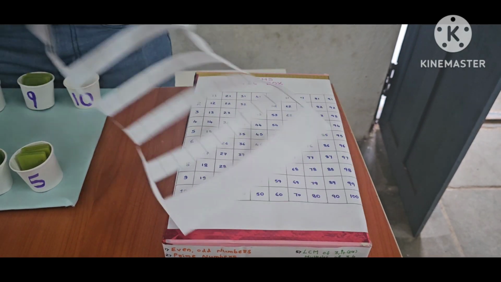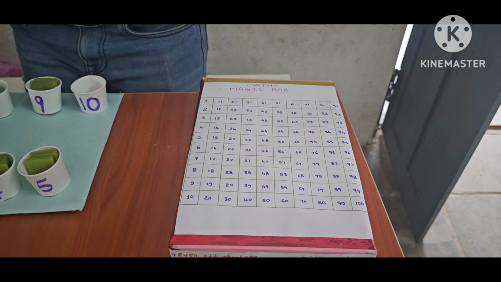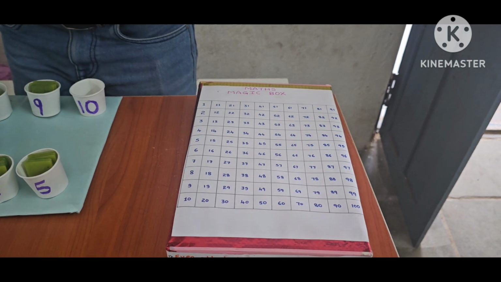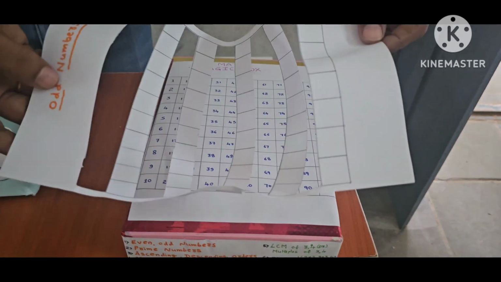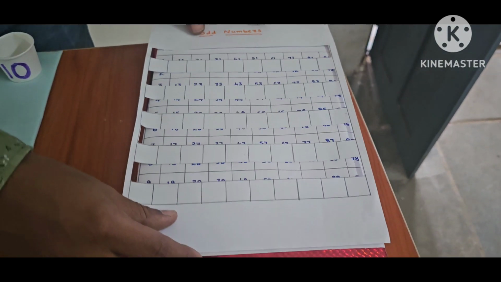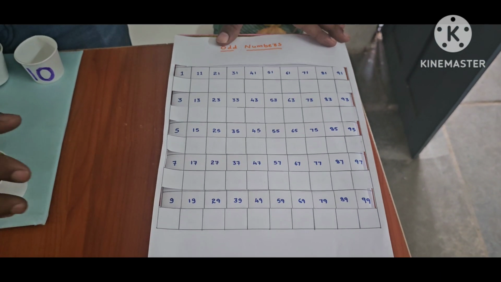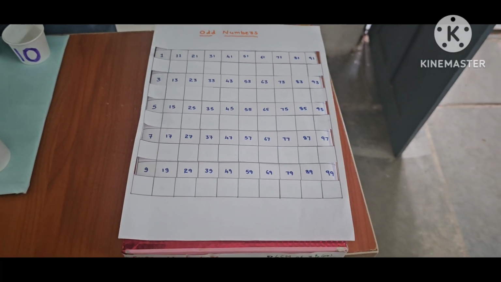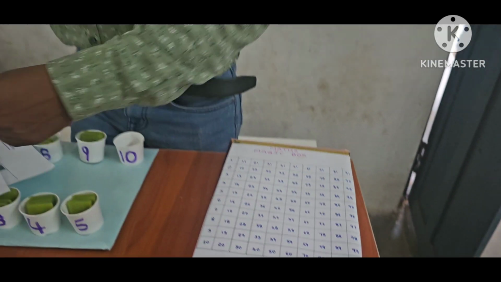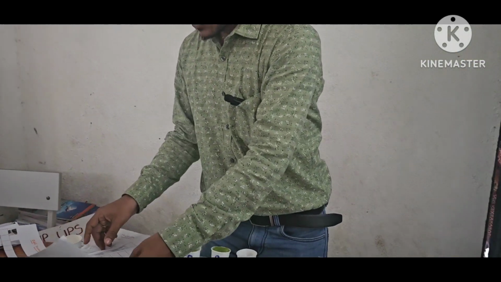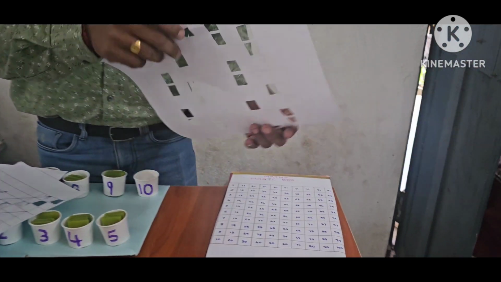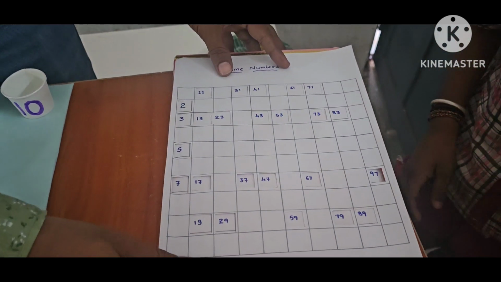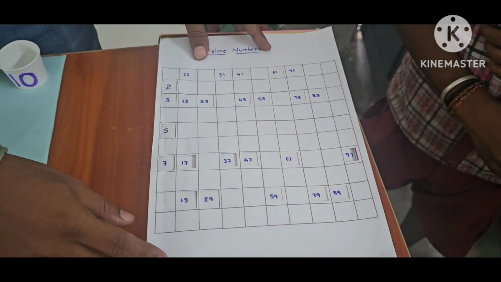This is the odd number strip. If I keep it here, I will get exactly the odd numbers on this box. So these are the odd numbers. Similarly, some students don't know the prime numbers, so we can cut the prime numbers. If you keep the prime number strips here, they can identify the prime numbers easily.